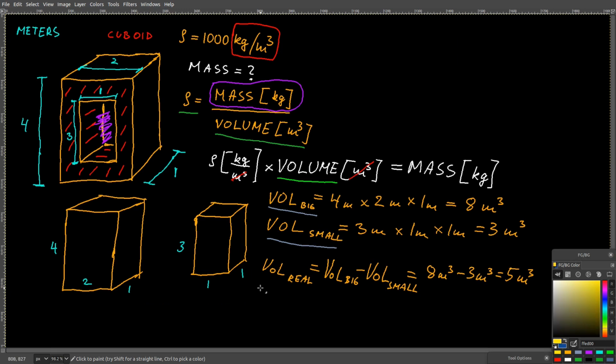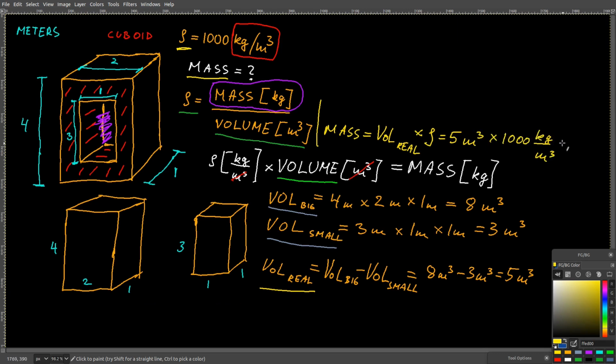And now that we have the volume and the density of our cuboid, we can calculate its mass. And so mass equals the volume of the cuboid, and we're talking about this hollow cuboid, multiplied by its density, equals 5 cubic meters times 1000 kilograms per cubic meter. And you will get 5000 kilograms. You can see that the cubic meters here cancel out, and you're only left with kilograms. And there you go. You have the mass of your hollow cuboid. It's 5000 kilograms.